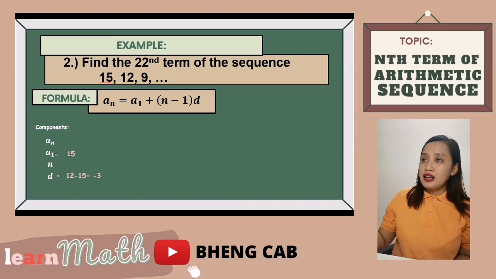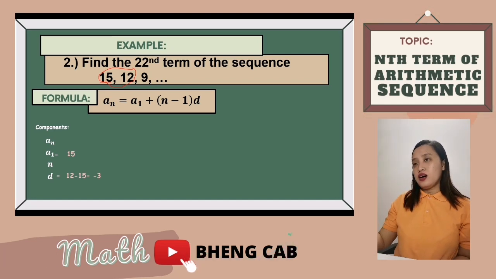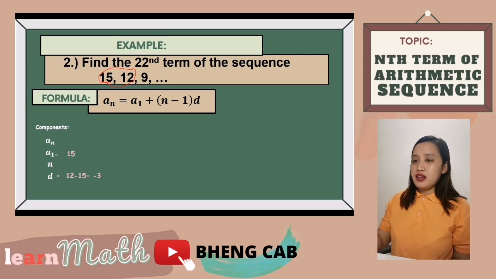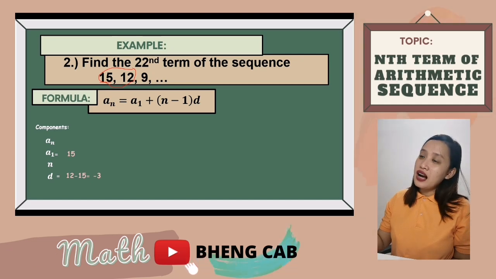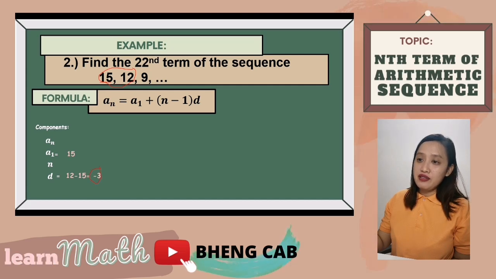Followed by the common difference, isa pang pinakamadaling hanapin dito. Dahil kailangan natin ng dalawang magkasunod, we'll have 15 and 12. So, 12 minus 15 equals to negative 3. So, unahin natin lagi yung pangalawang term dun out of the pair of terms na meron tayo. 12 minus 15 equals to negative 3. Since dahil nga ang ating sequence dito ay pababa yung value niya, 15, 12, 9, you really have to expect that you have here a negative common difference.